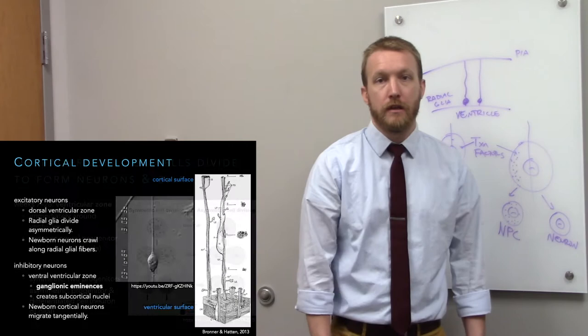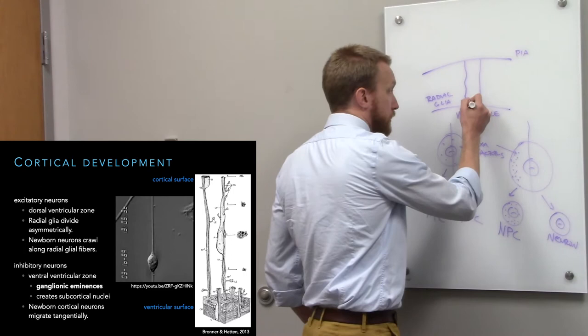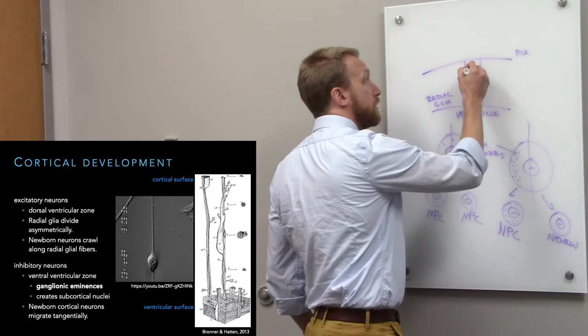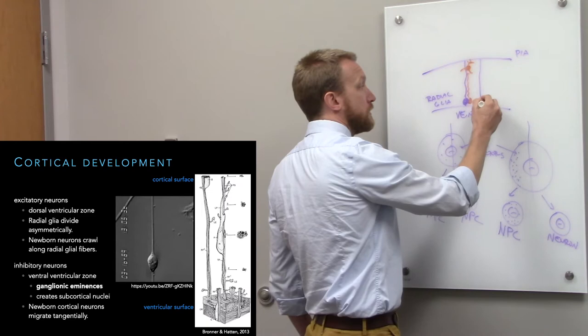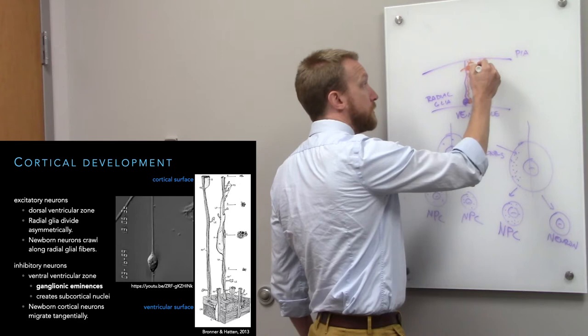So when a newborn neuron splits off from our radial glial cell here, it then migrates on up the radial glial fiber and settles near the surface. And there it'll differentiate, form some dendrites. And if neurons are born around the same time, they're going to settle around the same area and adopt a similar fate. And that's why we're going to have distinct layers in the cortex. This will come up later in the class.